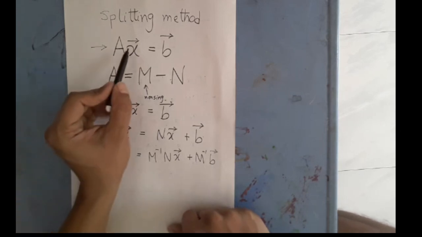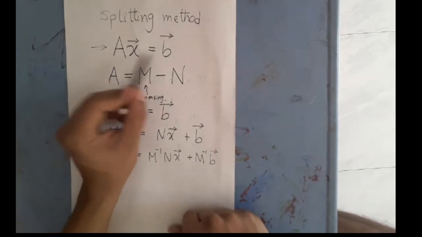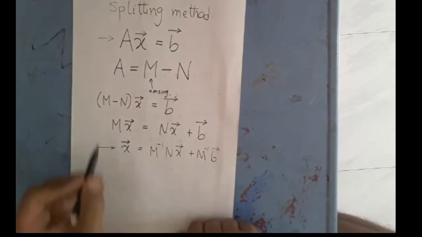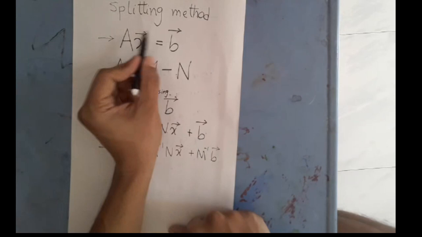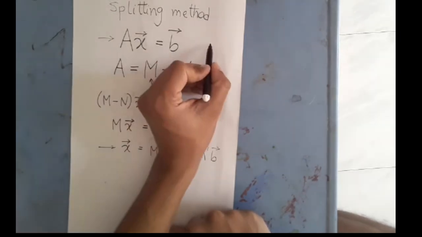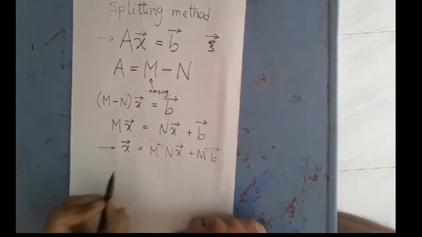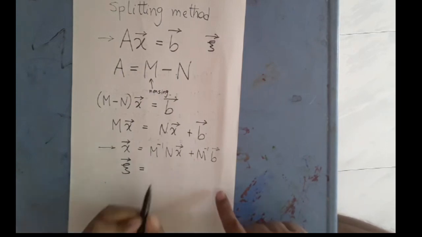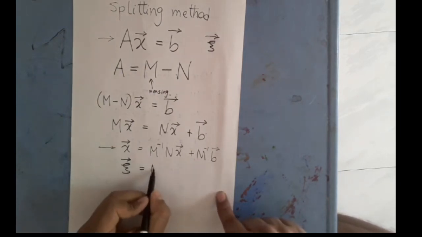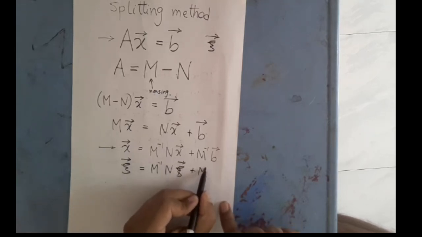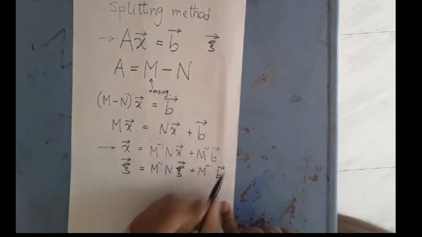Now if the vector xi is a true solution of this, then of course xi is also a true solution of this. So suppose this has a unique solution and a solution is the vector xi, then xi will also solve this equation. So it will also have this: xi equals M inverse N xi plus M inverse b.